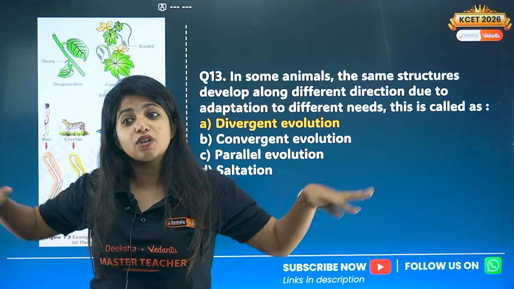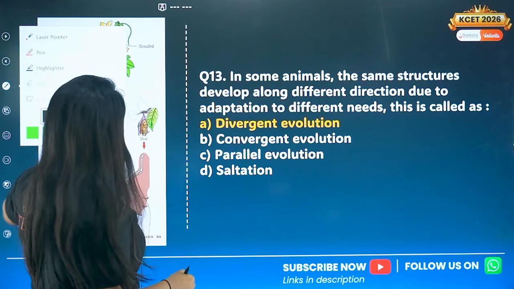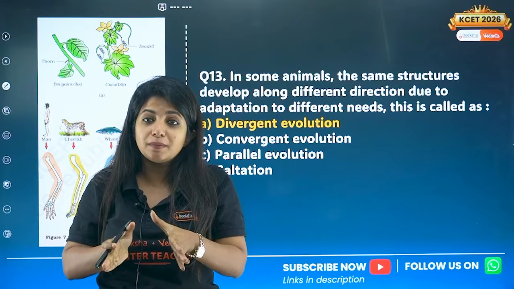You're moving away because of different habitats, different adaptation. So this is known as divergent evolution. Convergent evolution basically means you are not related. You don't have any common structure, but still you are behaving to be the same thing.